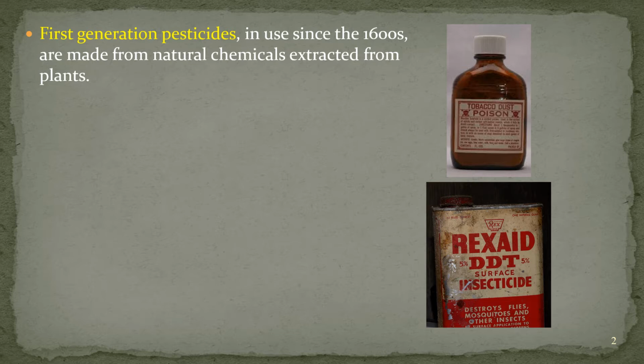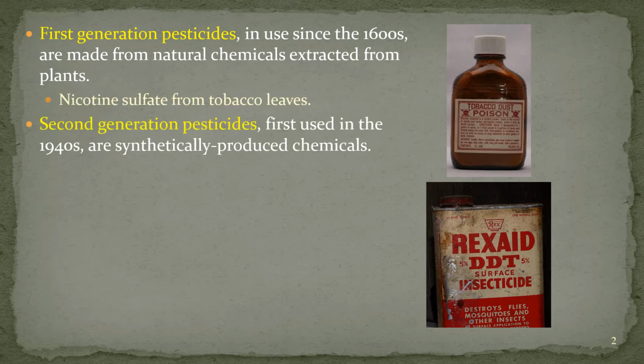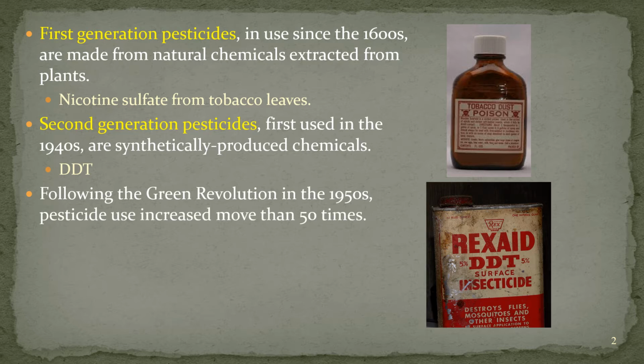So there's a class called first generation pesticides. These are the ones that have been in use since the 1600s. They're made from natural chemicals extracted from plants. Nicotine sulfate from tobacco leaves is an example. The second generation pesticides were first used in the 1940s. These are the synthetically produced chemicals like DDT. Following the Green Revolution in the 1950s, pesticide use increased more than 50 times. So unfortunate.